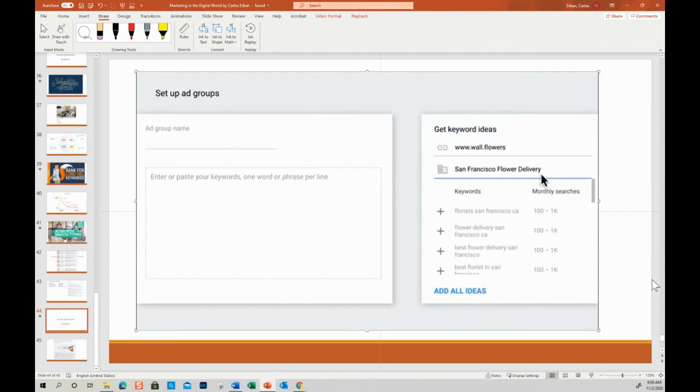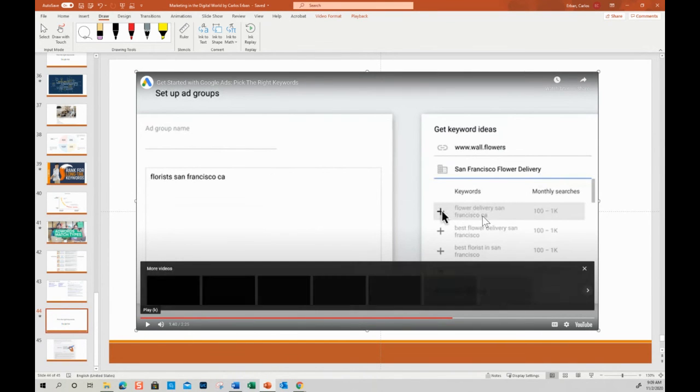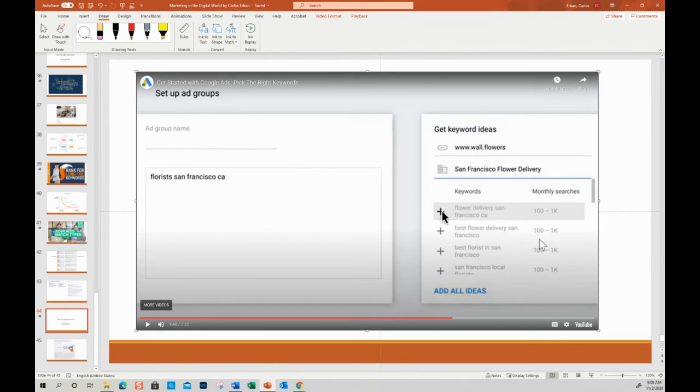You'll then see a table of suggested keywords related to your business. Just add the keyword suggestions. Okay, so what's important here is when you look at the suggestions, you want to make sure that you read the suggestions and make sure that it fits. Because here it's giving you suggestions for San Francisco. Well, what happens is that this is a San Francisco flower delivery.